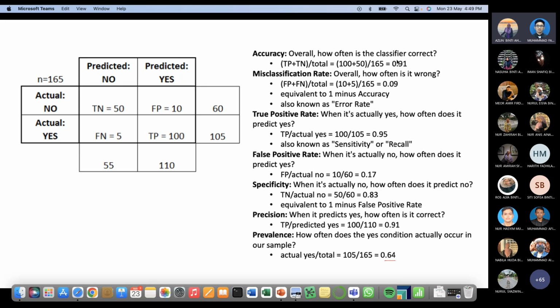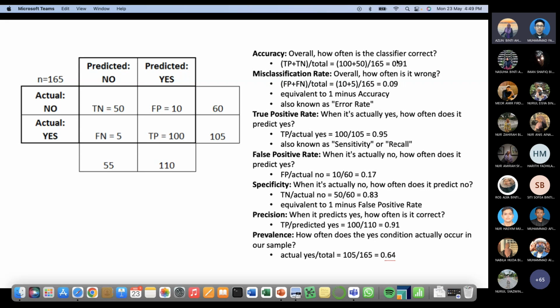Specificity dah, precision. So how precise? Okay, we would like to see how precise the model predicts yes. So maknanya TP divide by predicted. Okay, divide by 110 lah. Maknanya kita akan ambil TP 100 divide by the total number of predicted yes. So 100 bahagi 110 you akan dapat 0.91.